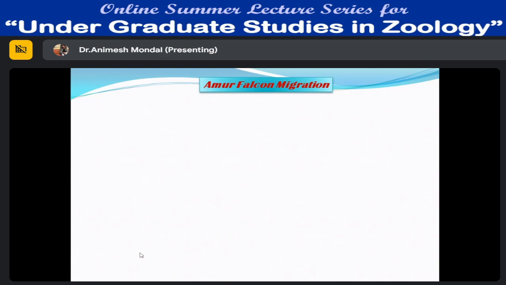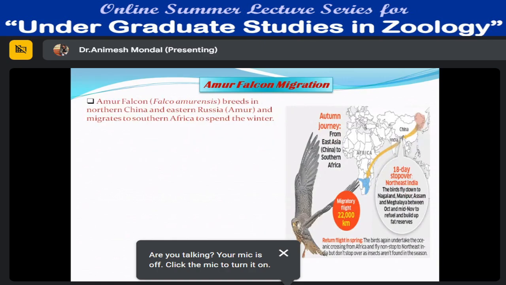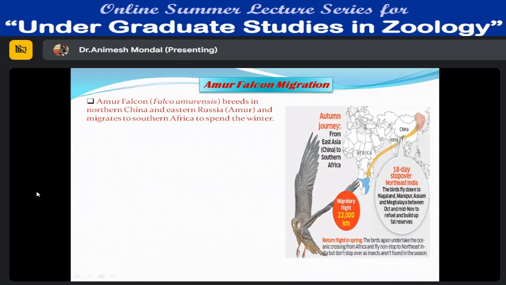Now let us see the journey of Amur falcon. Let me first tell you a fact about where the term Amur is coming from. Amur is a place in Russia. So Amur falcon breeds in northern China and eastern Russia. That place is known as Amur. So from there this term is derived, that is Amur falcon, and it migrates to southern Africa.